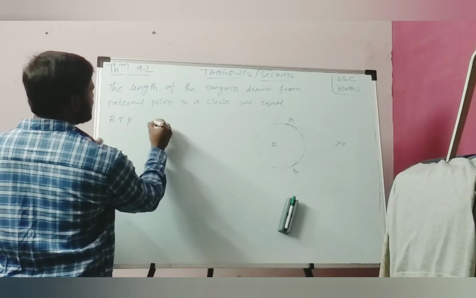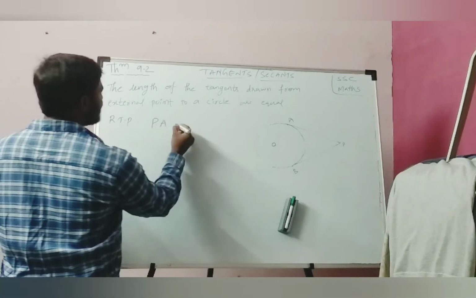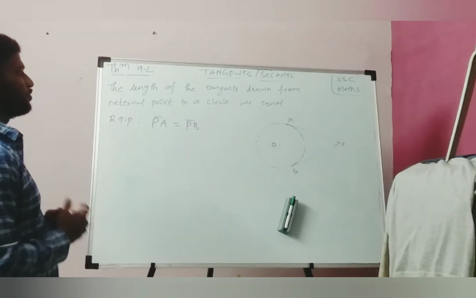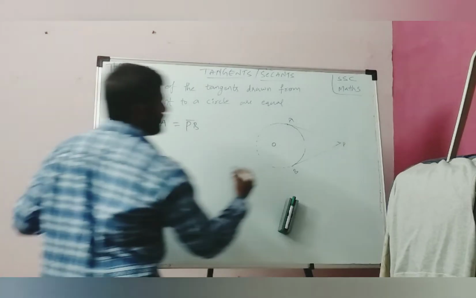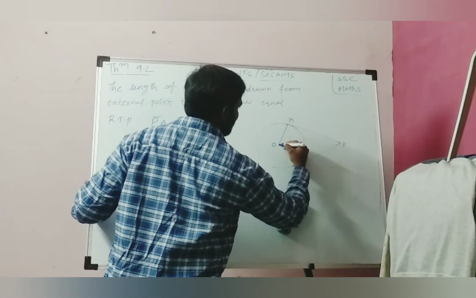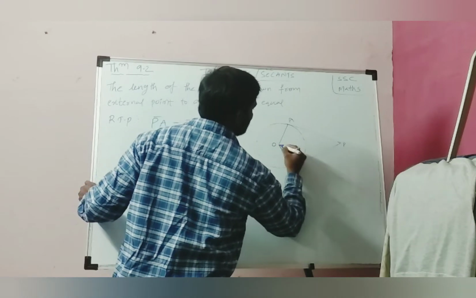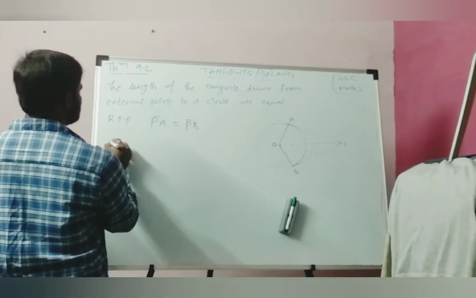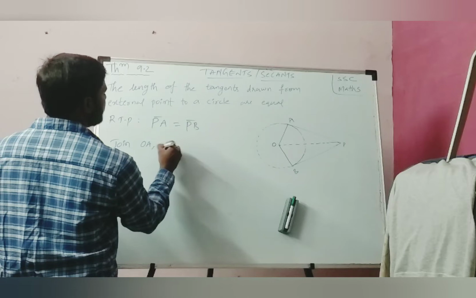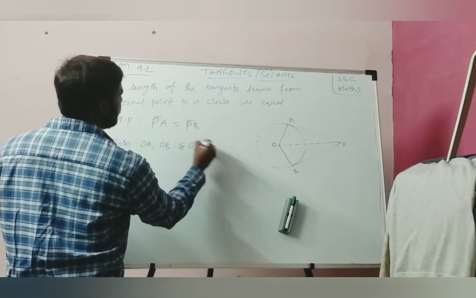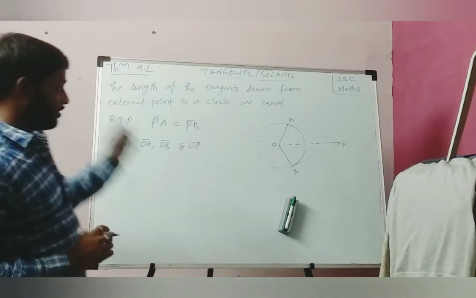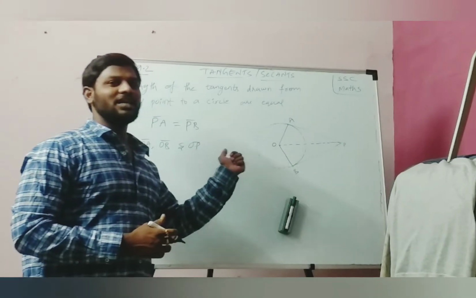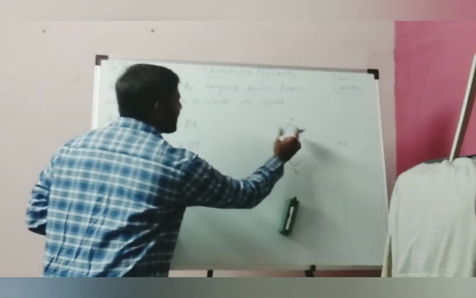What we have to prove: the lengths of the tangents drawn from an external point are equal, that is PA equals PB. So to prove PA and PB are equal, first join OA, OB and also OP to get two triangles. Now we have two triangles, OAP and OBP. To prove PA and PB are equal, I want to prove these two triangles are congruent.